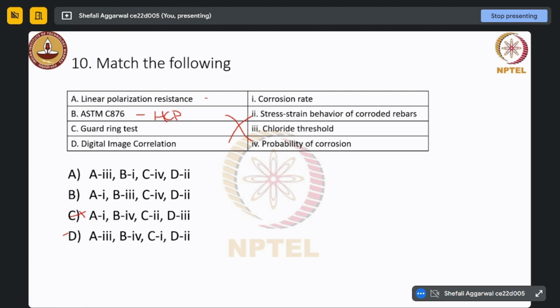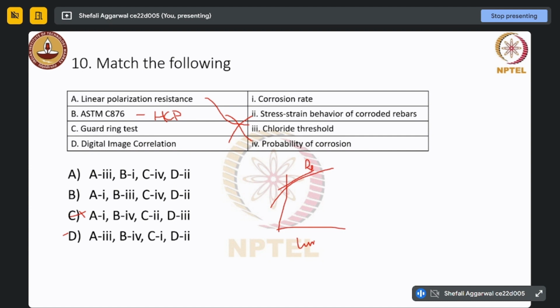See, LPR, what are we calculating for LPR? In LPR, we are getting a curve like this, right? And the slope will give us the RP value. And then we do the statistical analysis at different time periods, and we are getting this RP value at different times.